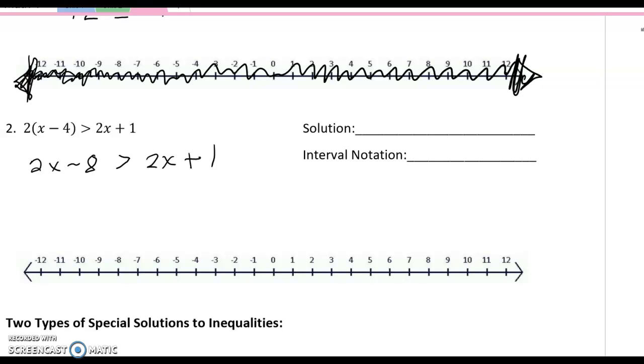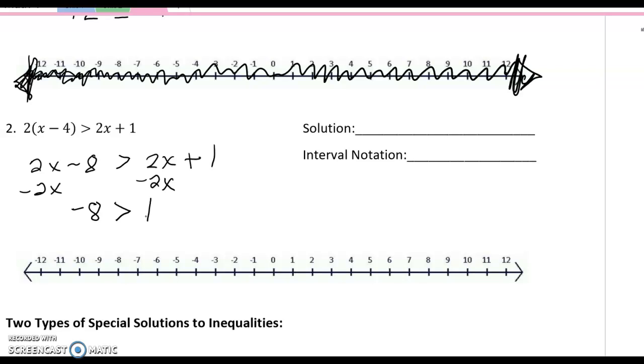Now again, we want to undo operations. I've got variables on both sides, so I want to get all the x's over to the left. On the right, I want to get rid of this 2x, so I'm going to do the opposite. I'm going to subtract it away. And what I do to one side, I have to do to the other. On the left, I am left with negative 8 because 2x minus 2x is 0. Here's my inequality symbol. It's a greater than. On the right side, I have 2x minus 2x, which again is 0, leaving me with a 1 on the right side.